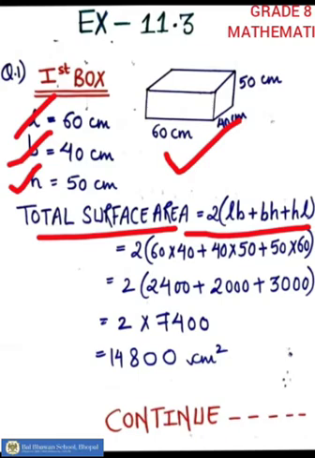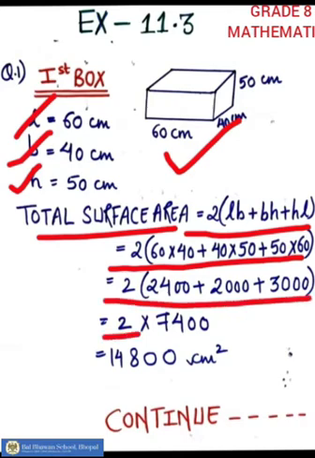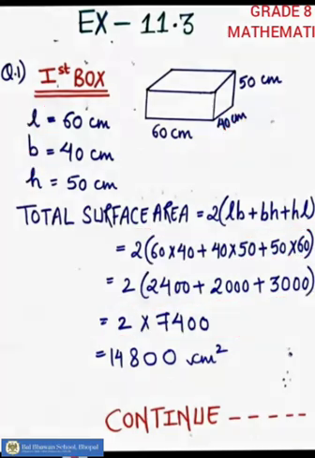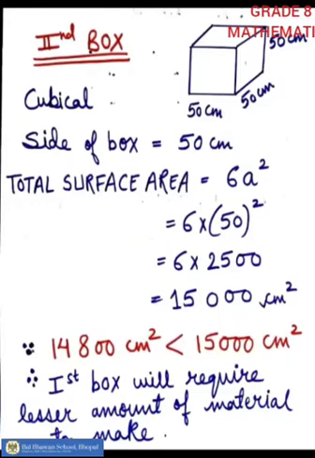After writing the formula, I have substituted the values of length, breadth and height. I carried it on, I multiplied, and further on I have got 14,800 centimeter square as the total surface area of the first box. Here we have another box. This is box number 2, the second box.